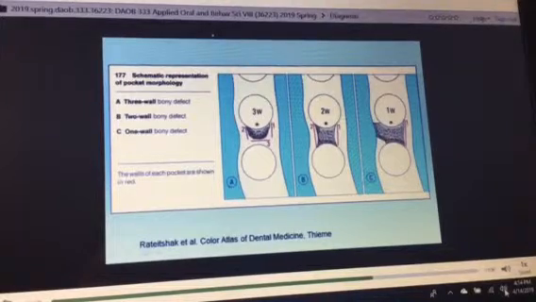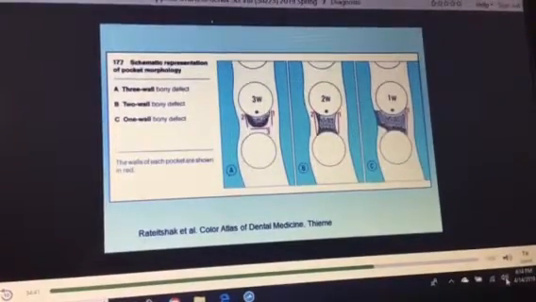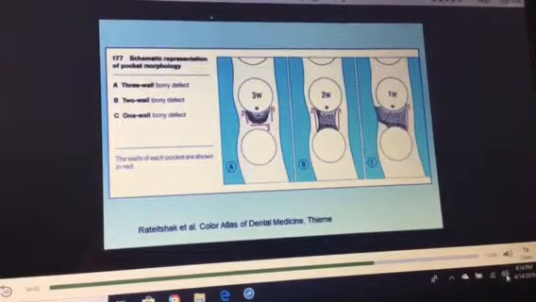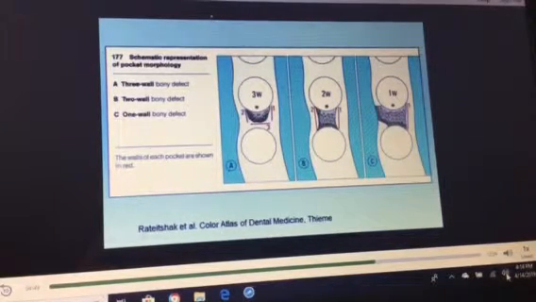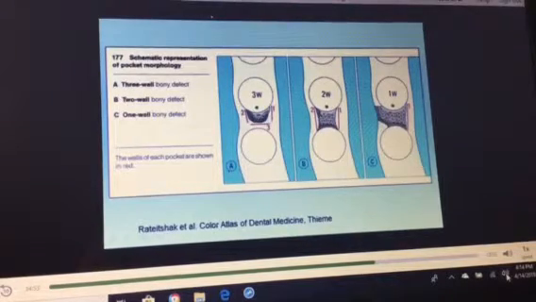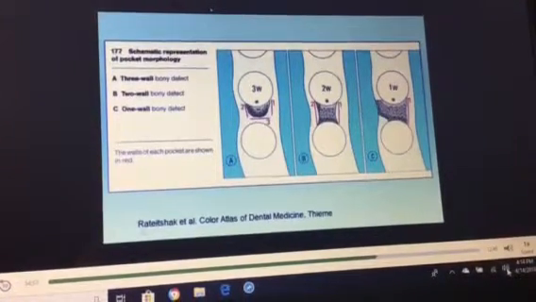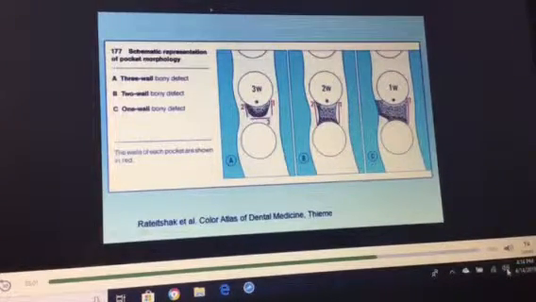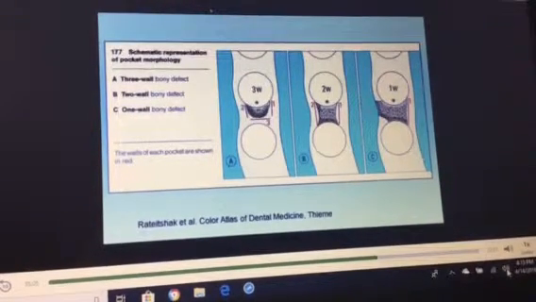When we have 2 wall, 3 wall, 1 wall, are we talking about horizontal bone loss or vertical bone loss? Vertical bone loss. Because horizontal bone loss is even. We don't have any walls. It's just the crest of the bone is resorbed perpendicular to the root. So which defect would you like to regenerate bone in? 3 wall. Good. Who answered that?